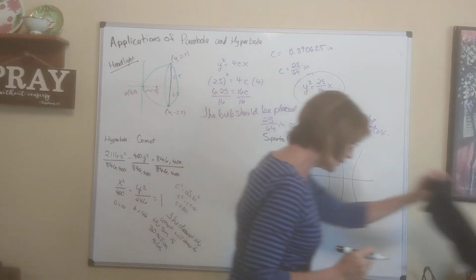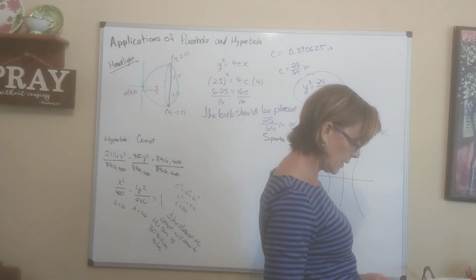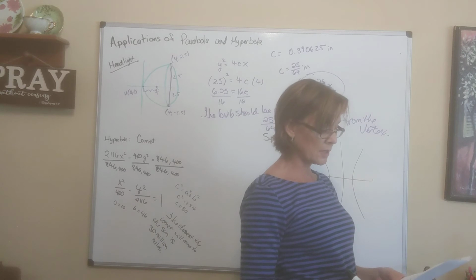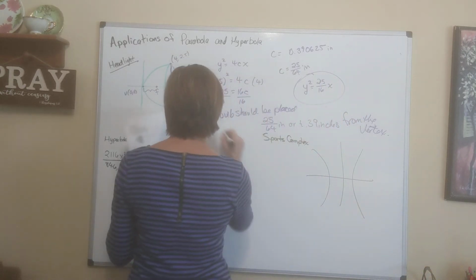How do I say that? Okay, so they give us some distances in here. What do they say? Two buildings in a sports complex are shaped and positioned like a portion of branches of a hyperbola given by this equation.